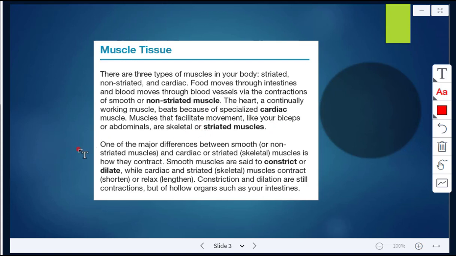The major difference between smooth, the non-striated muscles, and cardiac or striated skeletal muscles is how they contract. Smooth muscles are said to constrict or dilate, while the cardiac and striated skeletal muscles contract by shortening or lengthening. Constriction and dilation are still contractions, but of hollow organs such as the intestines.